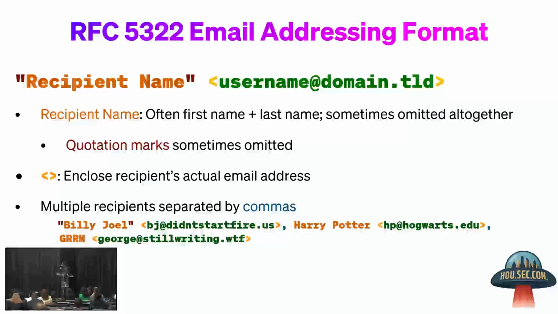Okay, so just a quick recap of what RFC 5322 is. This is just your standard email addressing format, just when you send emails. So everyone's probably familiar with this, right? Like you put your recipient's name within the double quotes, and then you can use the angle brackets to put the actual recipient email address, right? So you can see some of those examples down there of how you would format those at the bottom.